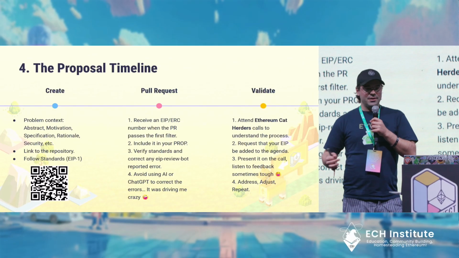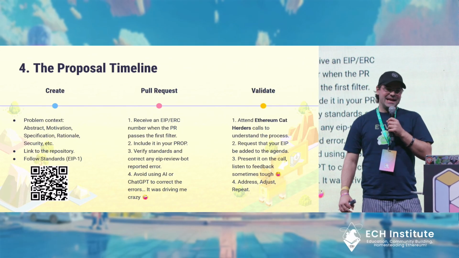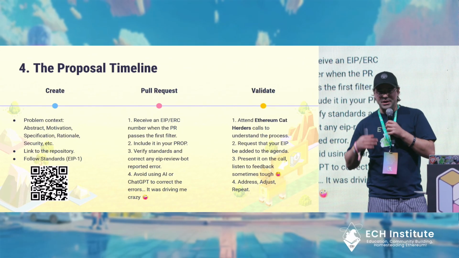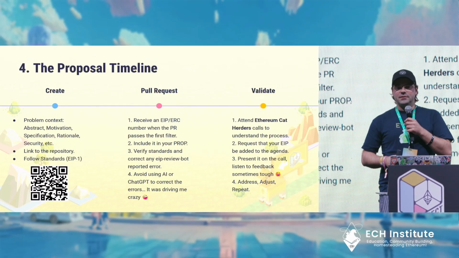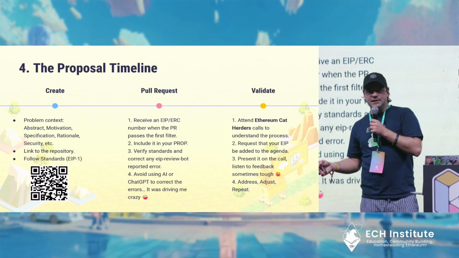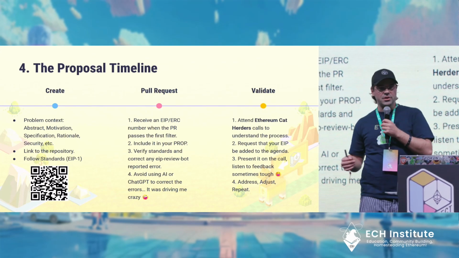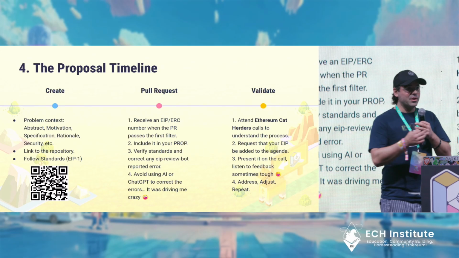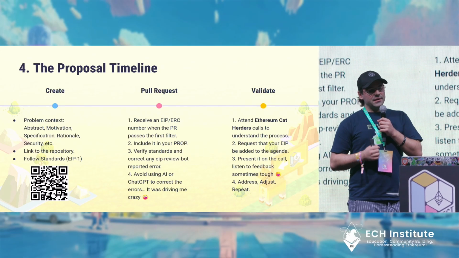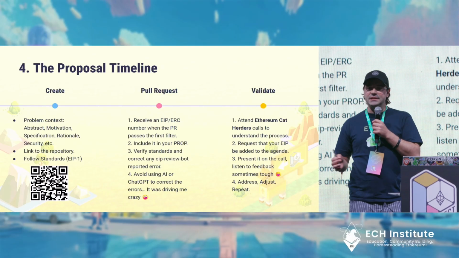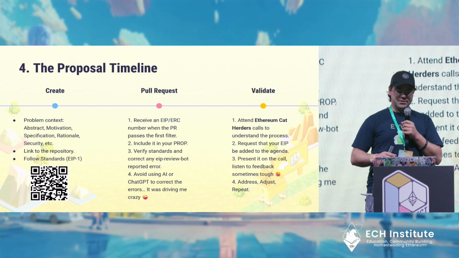And then you have to attend a call with Ethereum Cat Herders to understand the process. Try to go to the calls, listen, and then request your EIP or ERC to be added into the agenda. And you have to be patient. You have to wait for your slot. Maybe you're lucky and you get it because other proposals don't show up, and you present it to the call. You have to listen to the feedback very carefully, and then address, adjust, and repeat.